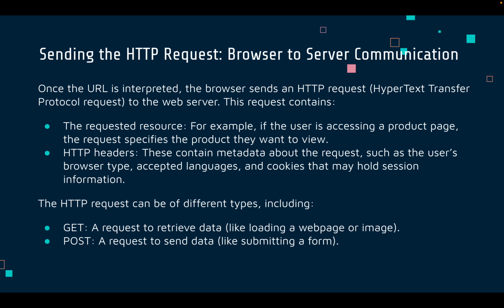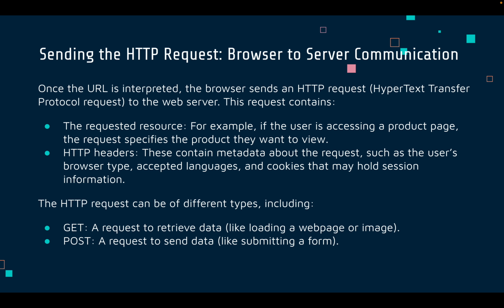The second thing that it's also going to pull is an HTTP header. This is what we're really going to get into quite a lot of detail about in the coming lessons. HTTP headers include metadata about the request, such as what browser the user is on, what accepted languages, any session cookies that they may particularly have. The HTTP request can be of two different types. It can be a GET request or a POST request.